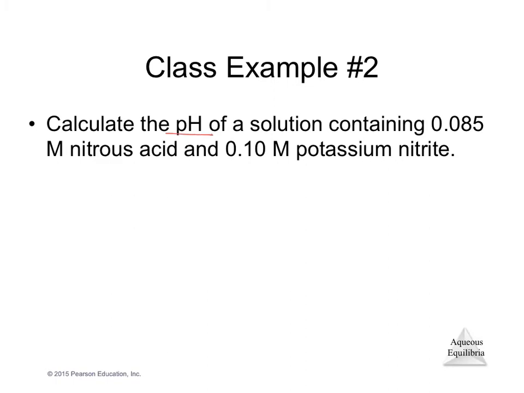So we know that we're finding the pH, which means that we probably will need to somehow find the H+ concentration. And we have 0.085 molar nitrous acid. So nitrous acid is HNO2. You still need to know formulas. You need to know polyatomics, you need to know how to crisscross with charges. That all is still very important. And you have 0.10 molar potassium nitrite, so KNO2.